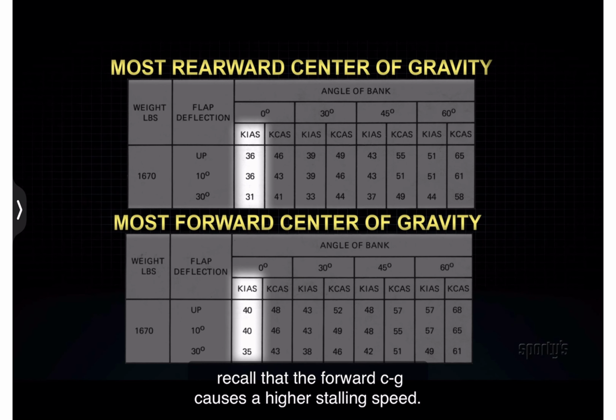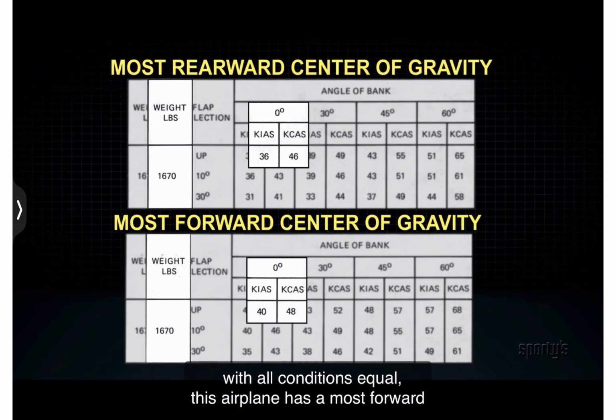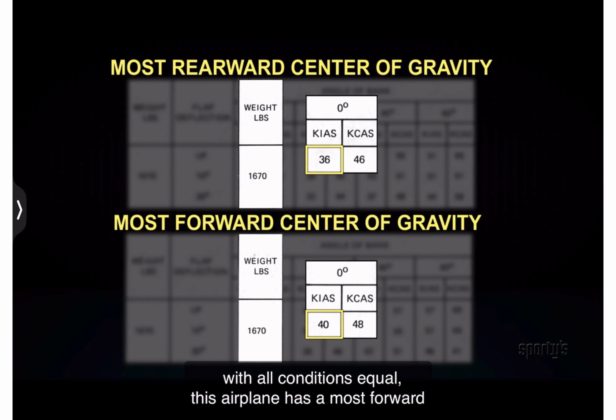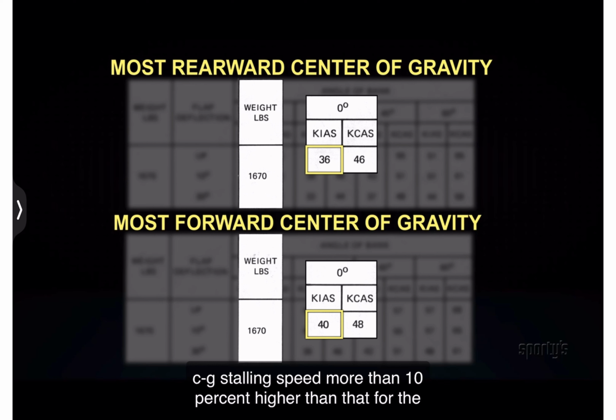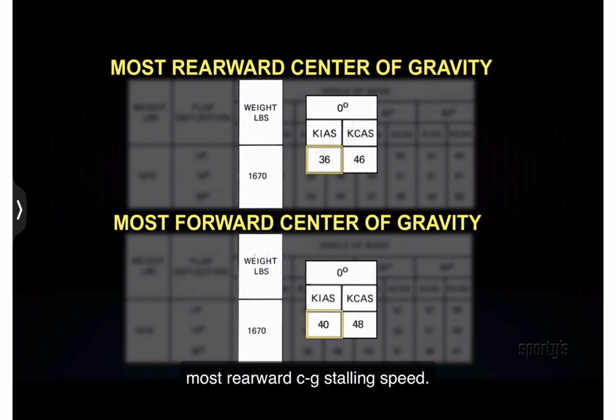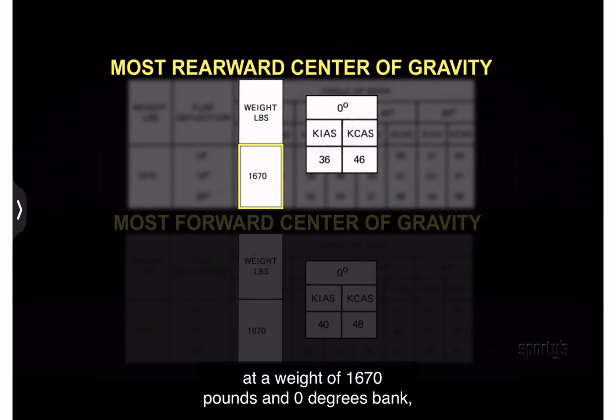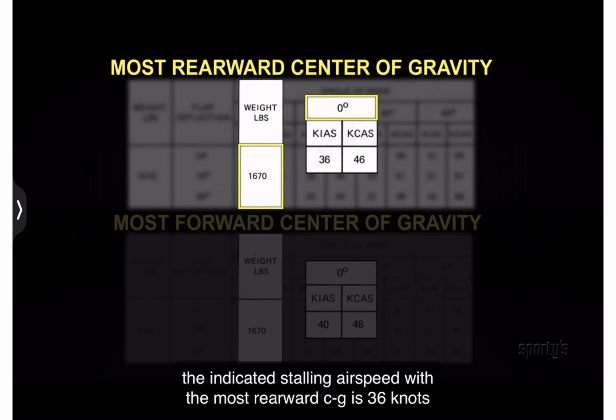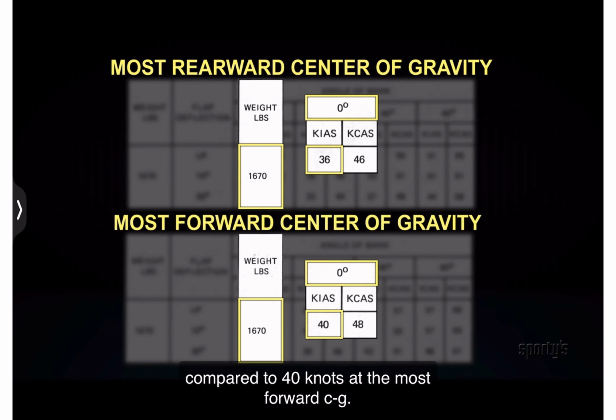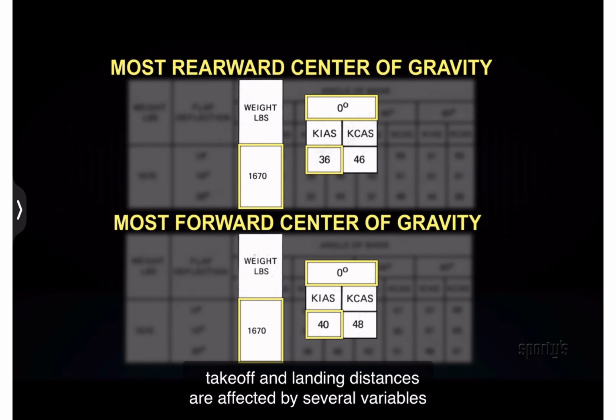Stall speeds are listed for most rearward and most forward center of gravity. Recall that the forward CG causes a higher stalling speed. With all conditions equal, this airplane has a most forward CG stalling speed more than 10% higher than that for the most rearward CG stalling speed. At a weight of 1,670 pounds and 0 degrees bank, the indicated stalling airspeed with the most rearward CG is 36 knots compared to 40 knots at the most forward CG.